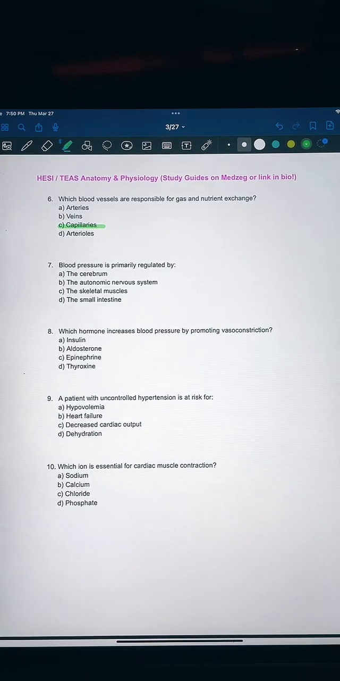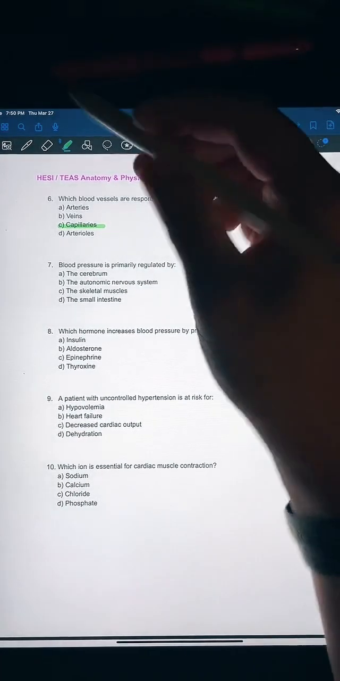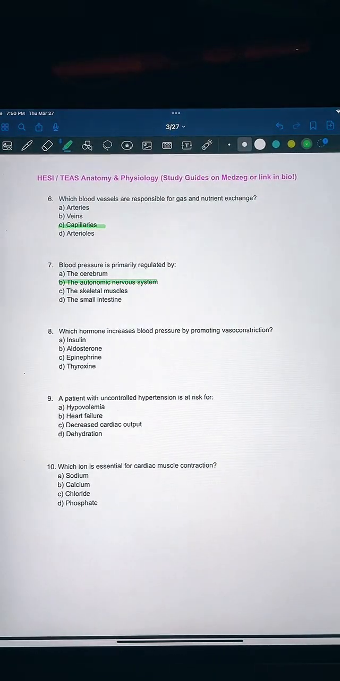Number 7, blood pressure is primarily regulated by the autonomic nervous system. Remember, the ANS is going to regulate our blood pressure through sympathetic and parasympathetic control, either increasing blood pressure through the sympathetic or decreasing it through the parasympathetic. Number 8, which hormone increases blood pressure by promoting vasoconstriction?